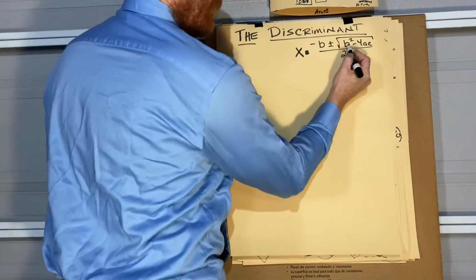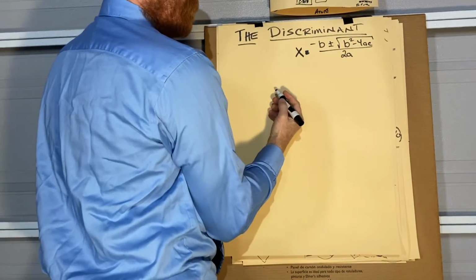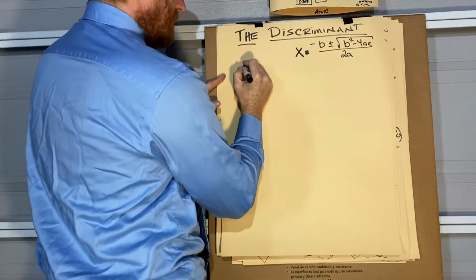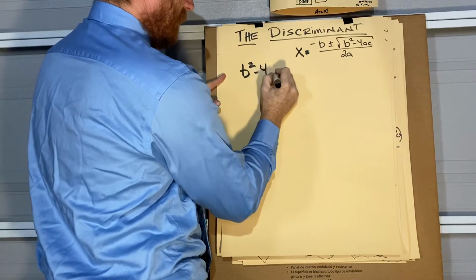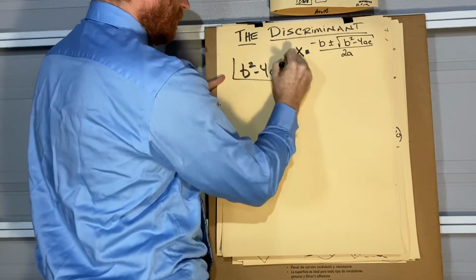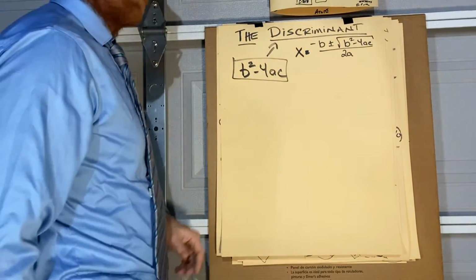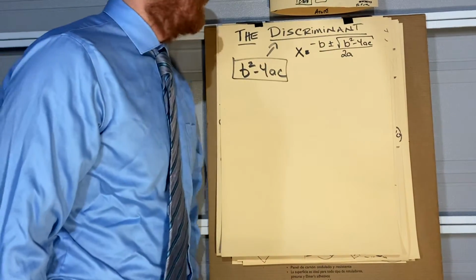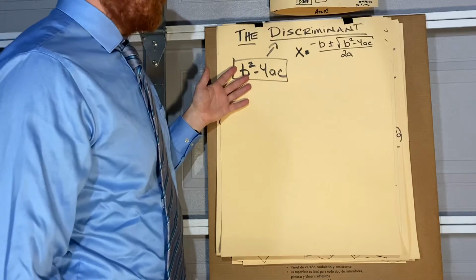Now we're just going to focus on this piece under the square root. So the discriminant is actually just b squared minus 4ac. That's what the discriminant is. Just that piece, not square rooting it, just saying what's b squared minus 4ac. There's three different cases you could get.